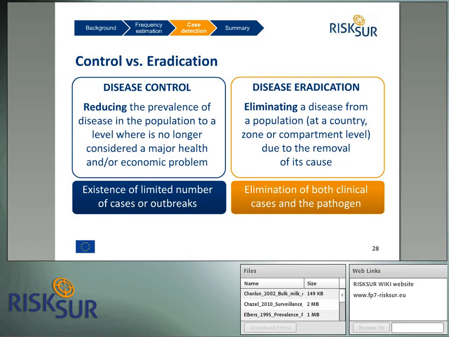Whenever surveillance for case detection will support disease control, then the priority is to maximize the likelihood of detection, to detect as many cases as possible. But when it will support disease eradication, then the priority goes to coverage, because all the cases need to be found and removed.